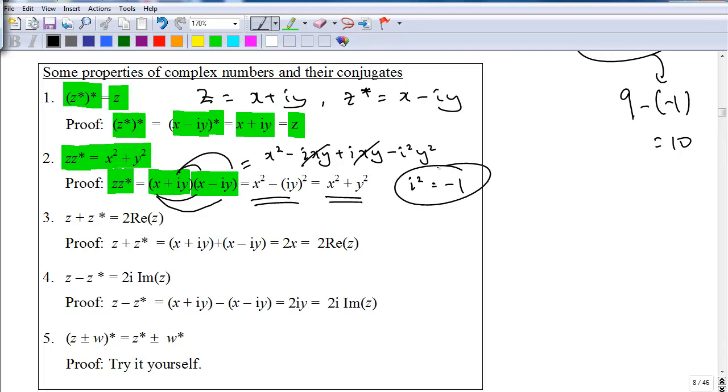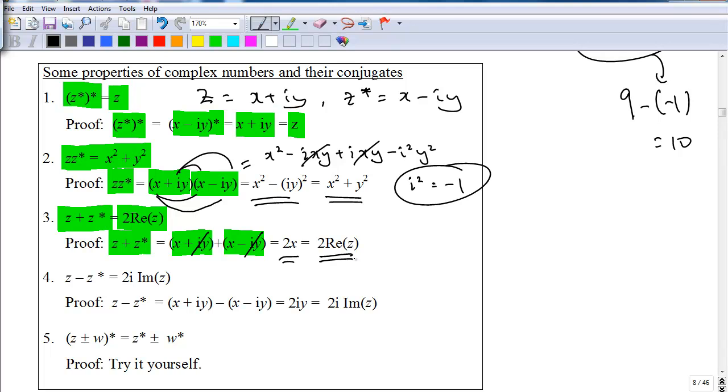Now the third property, Z plus Z star, or Z conjugate, is the same as 2 times the real part of Z. Now how do you show this? Again, this is very easy. If you replace Z by x plus iy and Z conjugate by x minus iy, then you realize that your imaginary part will cancel, and you're left with 2x. And 2x, where x is just the real part of Z, will give you 2 Re(Z).